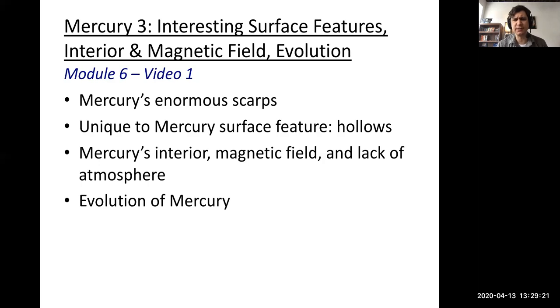We just have to talk about some of the more interesting surface features on Mercury that are going to help us put together a story of how Mercury evolved to its present state. So we have to talk about some of the unique surface features related to that. And then we're going to talk about what we know about Mercury's interior, its magnetic field. We will talk about the fact that Mercury does not have an atmosphere, which is pretty much expected considering it's so hot and is so small.